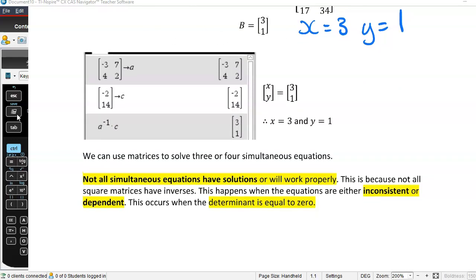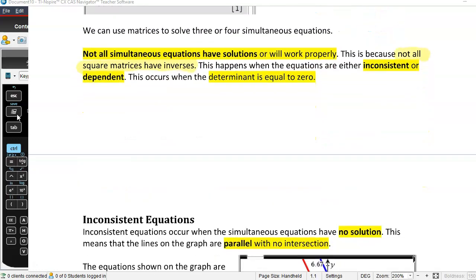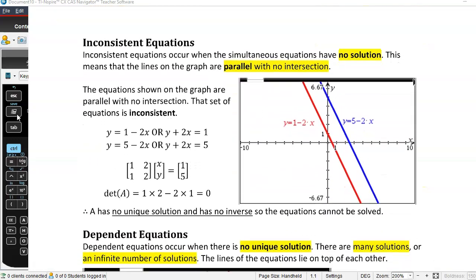the thing here to remember is that not all simultaneous equations have solutions or will work properly. Not all have a unique solution. And this is because not all square matrices have inverses. Okay? This happens when equations are what we call inconsistent or dependent. And this happens when that determinant is equal to 0. So let's go through what they mean.